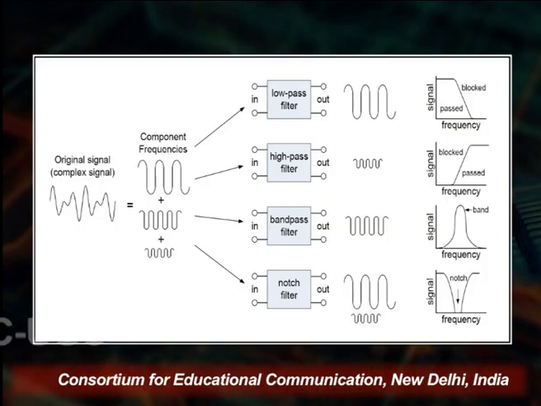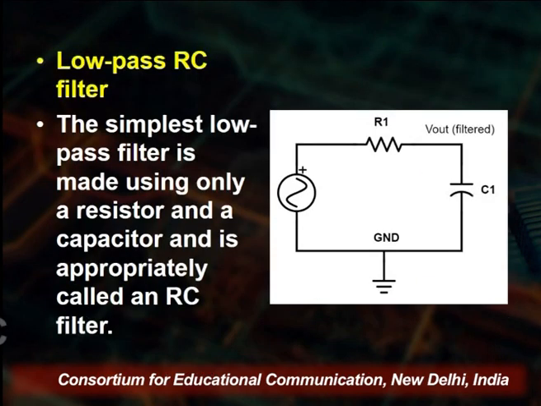You see on the screen the various filters: low pass filter, high pass filter, band pass filter, and notch filter. You see on the left-hand side the signal going in, and the output you will see in a different way, right. This is the output. So, we will discuss one by one, starting with what a low pass RC filter is.